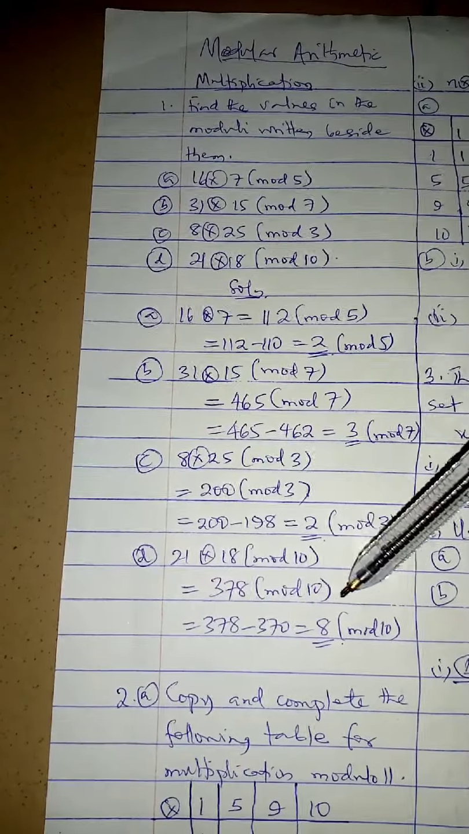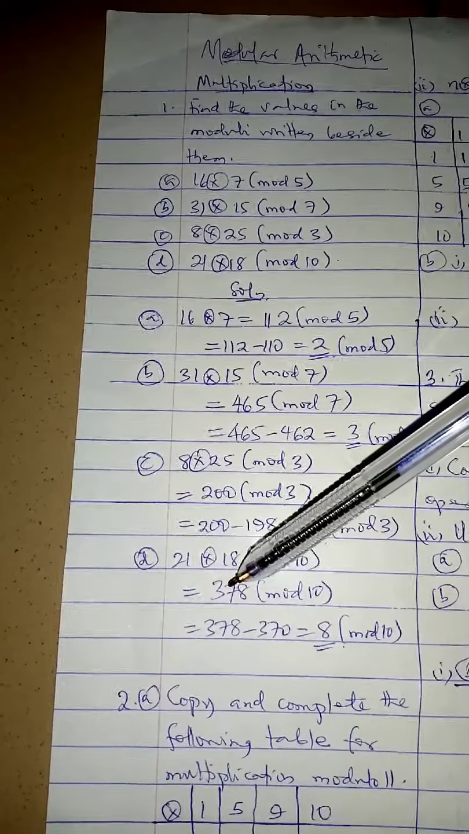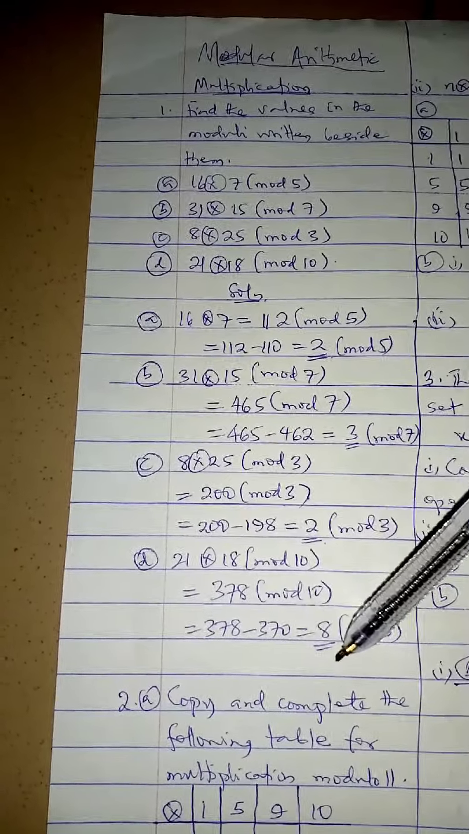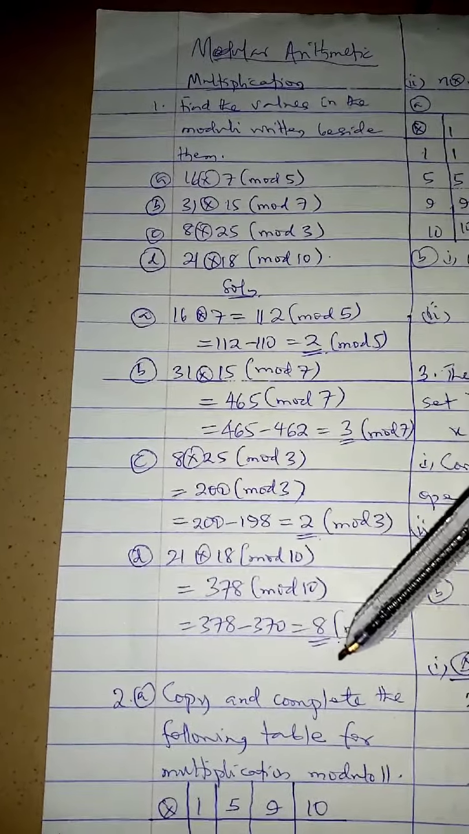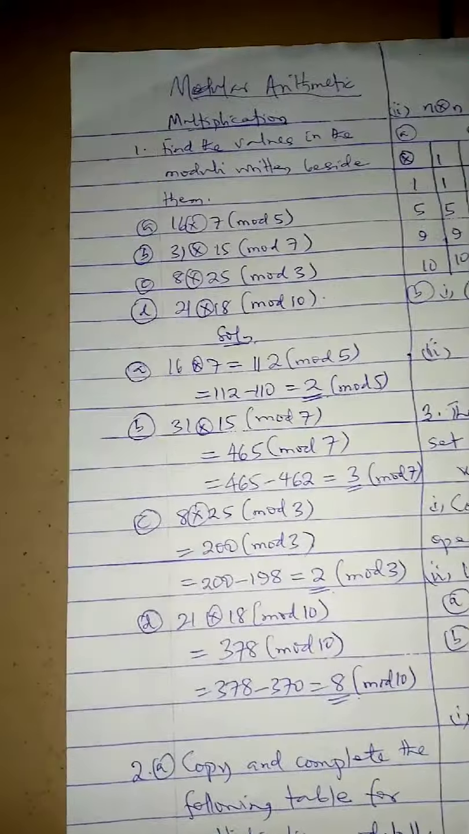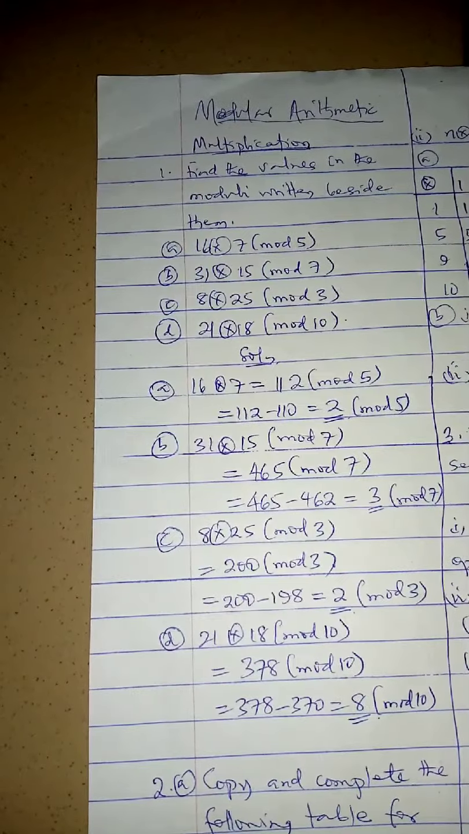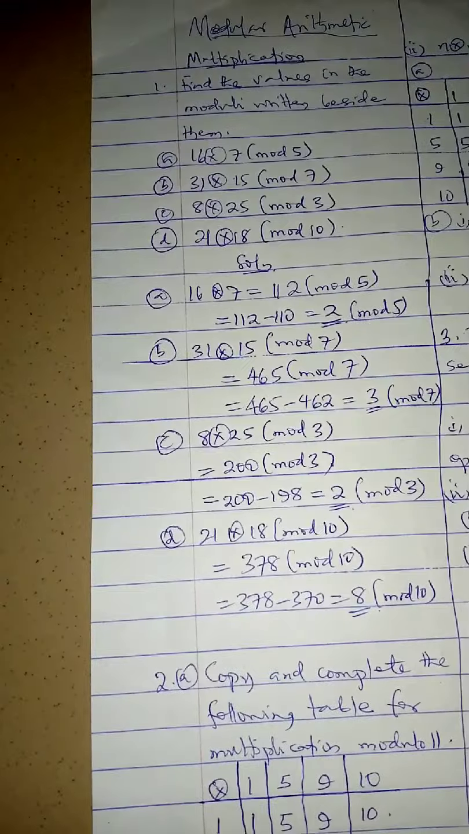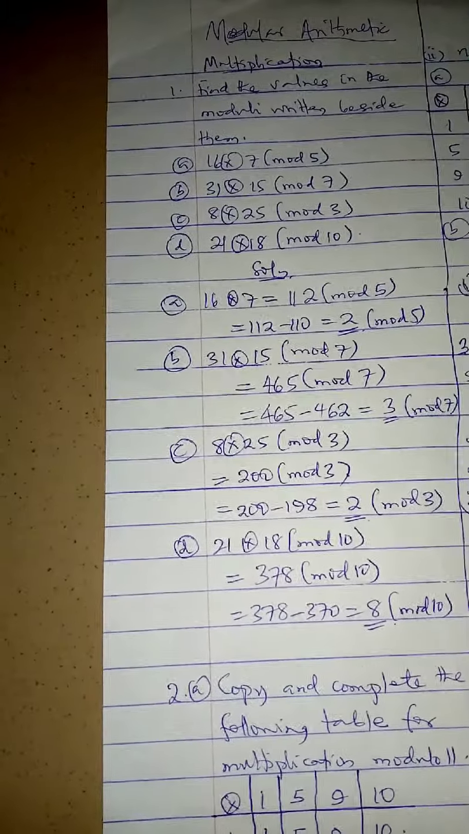21 times 18 for D is 378. In mod 10, look for that number that 10 will divide, and when you remove it from 378, it will be less than 10. That number is 370. And when you subtract it from 378, it gives you 8. Or you use 10 to divide 378 and write down your remainder. The remainder is 8. So that's how you solve them. You can see it is similar to the addition you did.